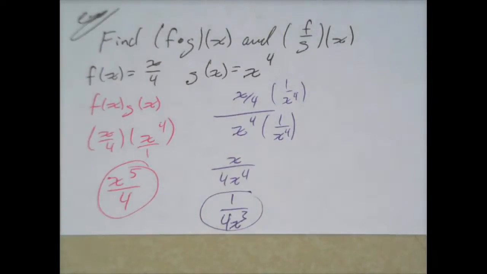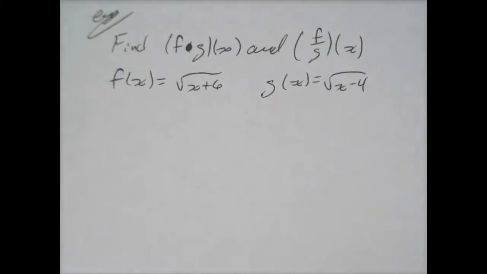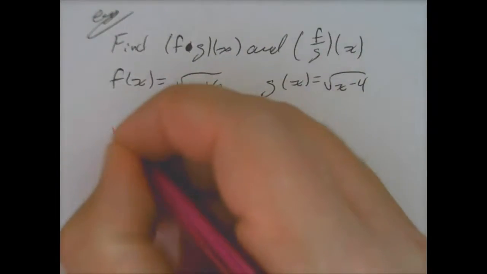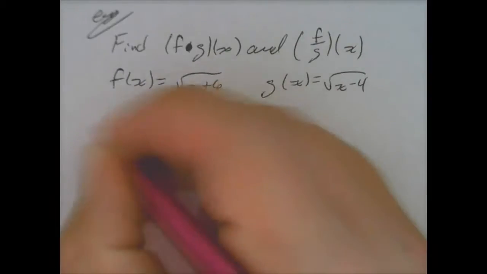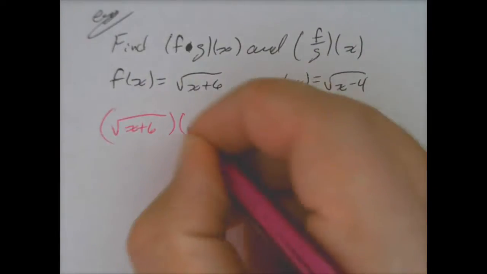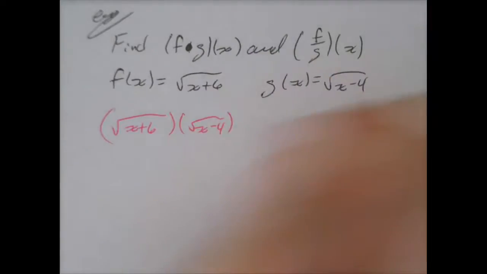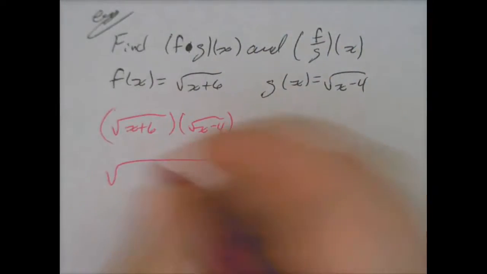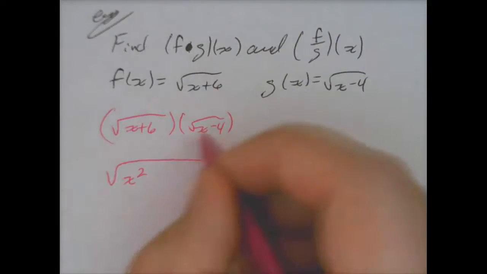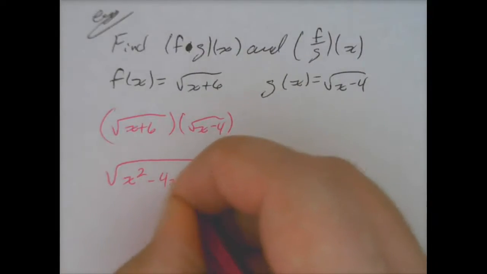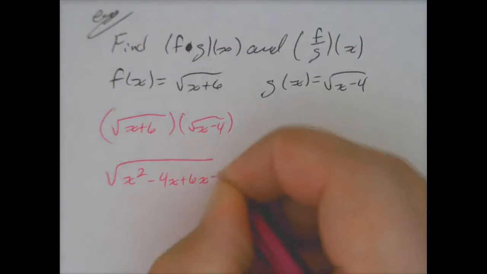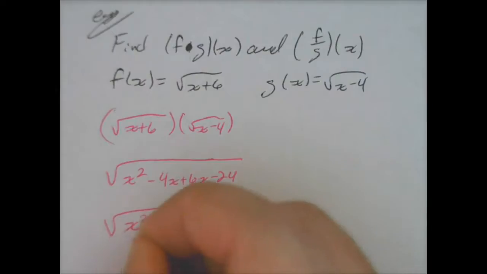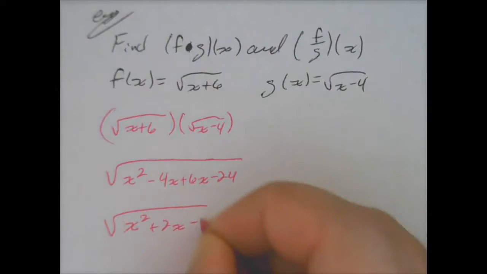Cool. Here we go, last one of this type. So with this, we have f times g of x again, so I can say square root of x plus 6 times square root x minus 4. These will multiply on the insides, so I will have the square root of x squared, what is that, minus 4x plus 6x minus 24. So really this is the square root of x squared plus 2x minus 24.